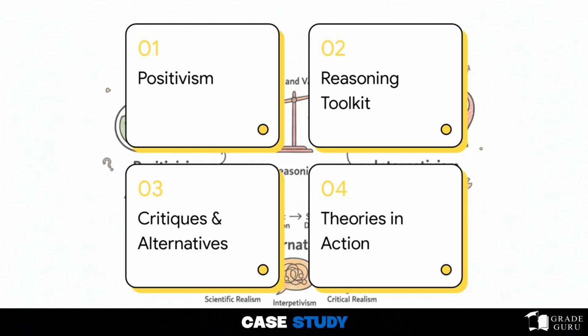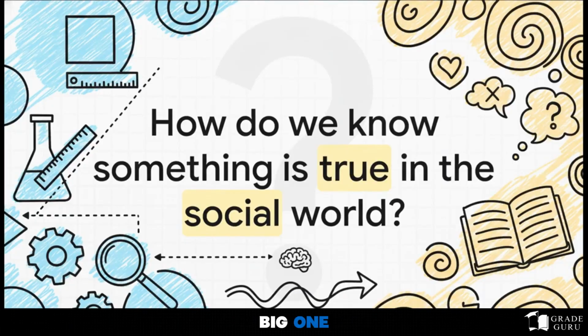real-world case study. All right, so let's start with the big one, the question that's at the heart of all social research. How do we actually know if something is true in the social world? I mean, in physics, you can run an experiment, right? But with people and societies, it's a whole lot messier. And the way different researchers try to answer this question, well, that's the foundation for everything we're about to cover.